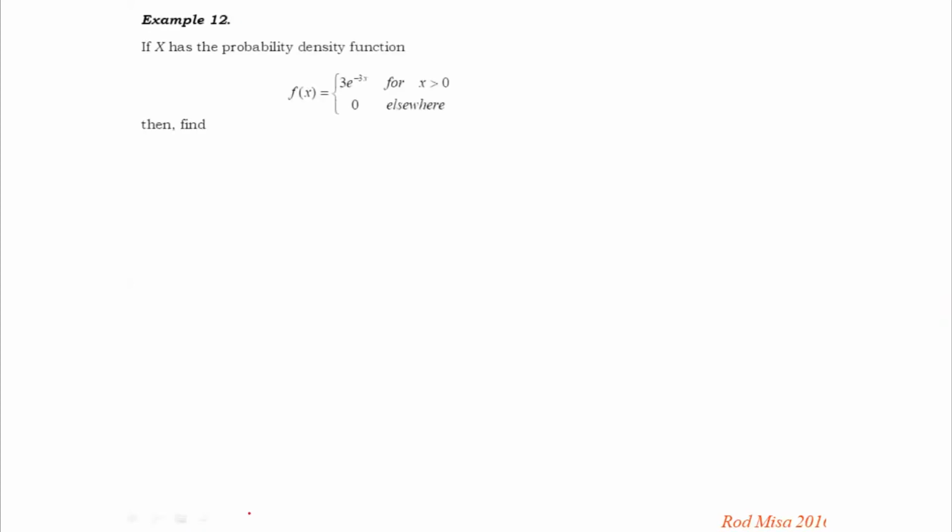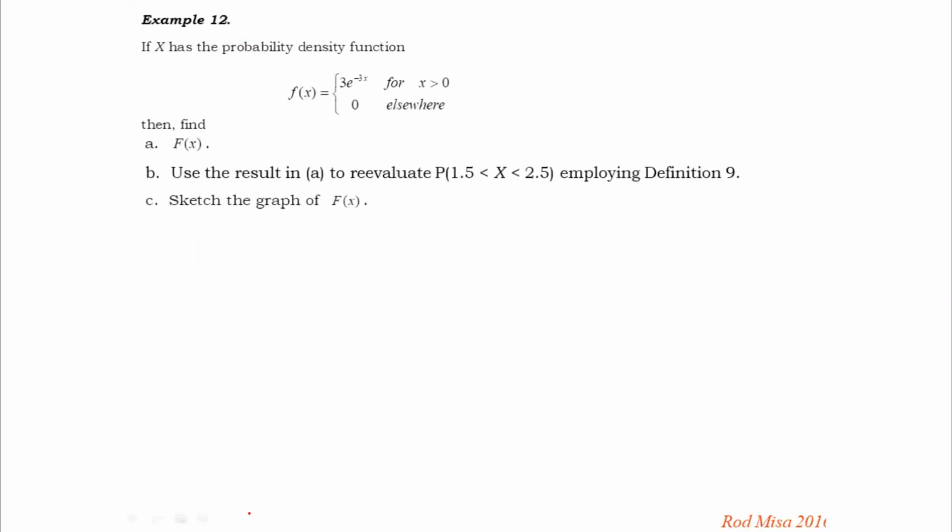Now proceeding to our next example here, if the random variable x has the probability density function of f of x, which is equal to 3e to the power negative 3x for x greater than 0 and 0 elsewhere, then find our cumulative distribution function, big F of x. Letter B, use the result in A to reevaluate the probability value of your random variable x from 1.5 to 2.5, employing definition 9 from our previous slides there.